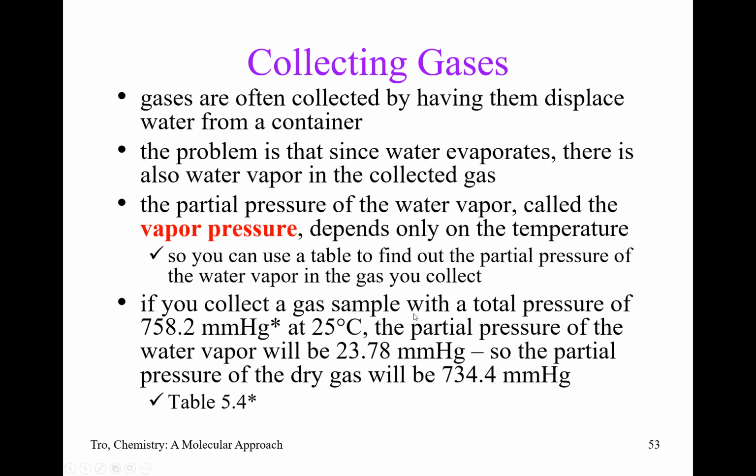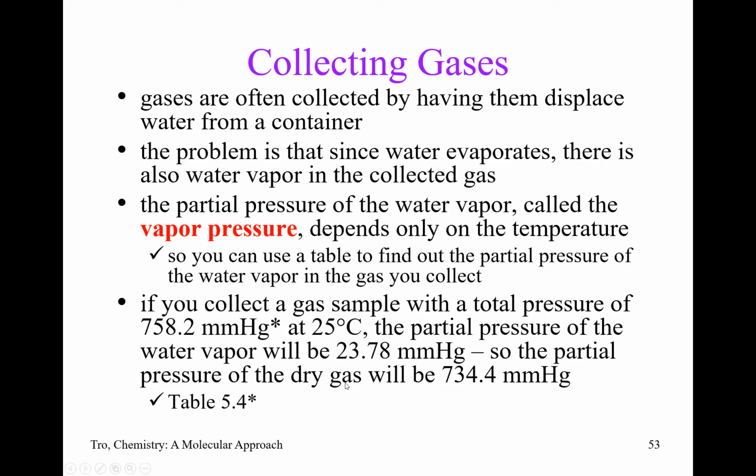If you collect a gas sample with a total pressure of, say, whatever made up, pretty close to 1 atmosphere, the partial pressure of the water vapor is the standard pressure of the water vapor. Again, you'll see this number again and use it again, but only in Chem 162. So if this is the total pressure, you need to subtract the water vapor pressure to get the actual pressure of the gas if it was completely dry.